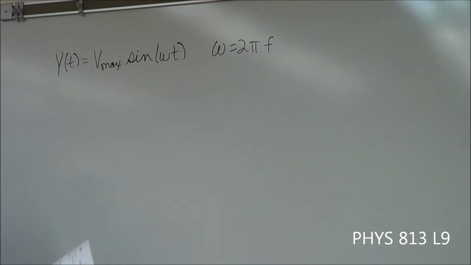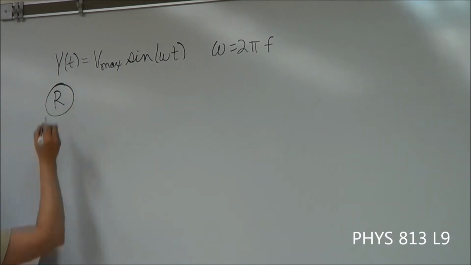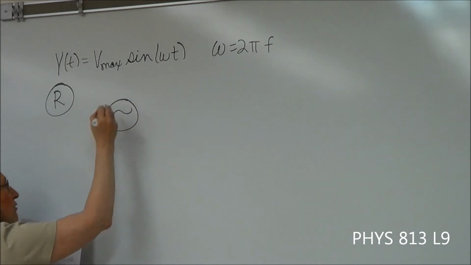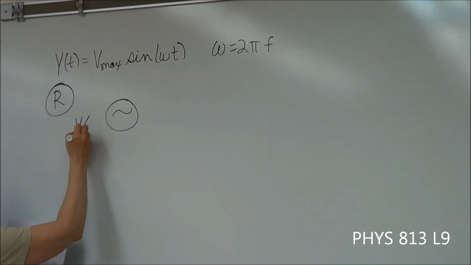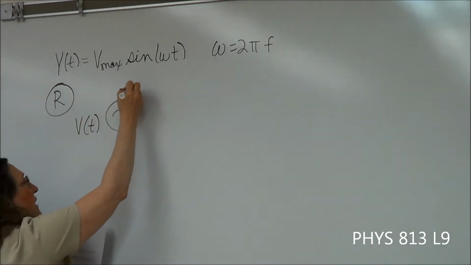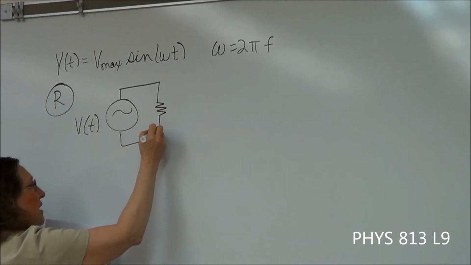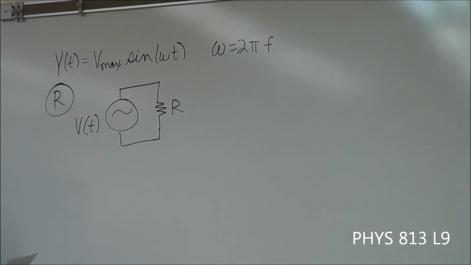Okay, so if we're talking about a resistor, so I'm just going to put R there. We want to draw a picture. So for our alternating voltage source, we usually just put a circle with a little wavy line to represent a sine wave. We're going to label this as voltage as a function of time, and then over here we're going to draw our resistor that's connected to the alternating voltage source.